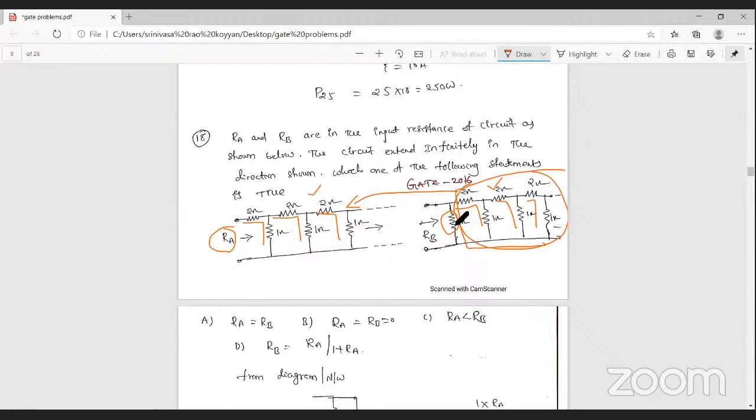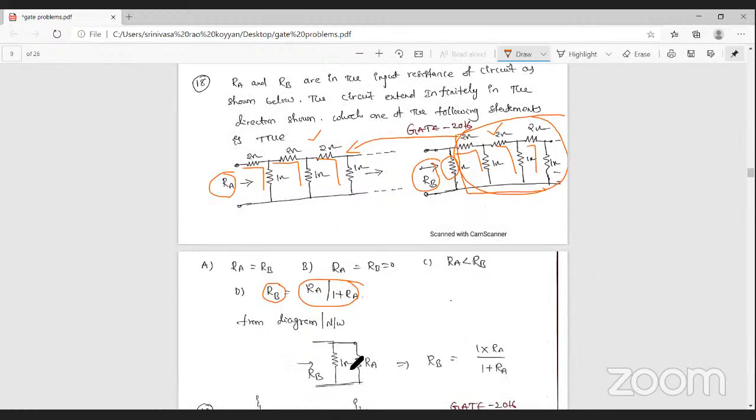So RA resistance and 1 ohm resistance are both parallel. Then what is the resultant resistance? RB is equal to RA into 1 ohm resistance, that is RA into 1 by 1 plus RA. That is the relation. That is option B, right?